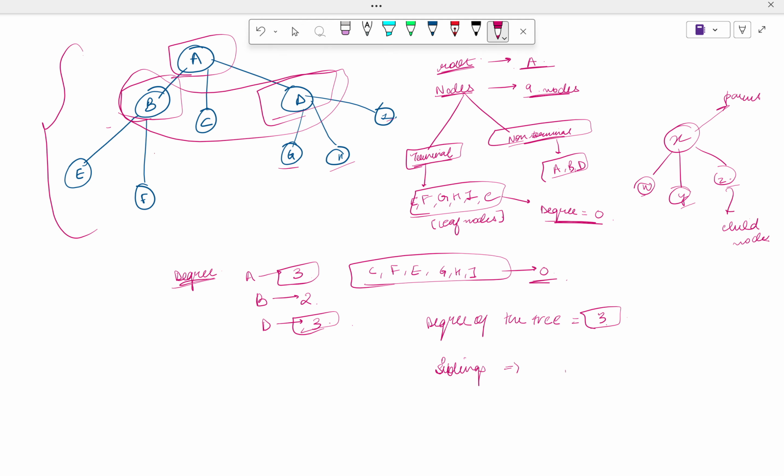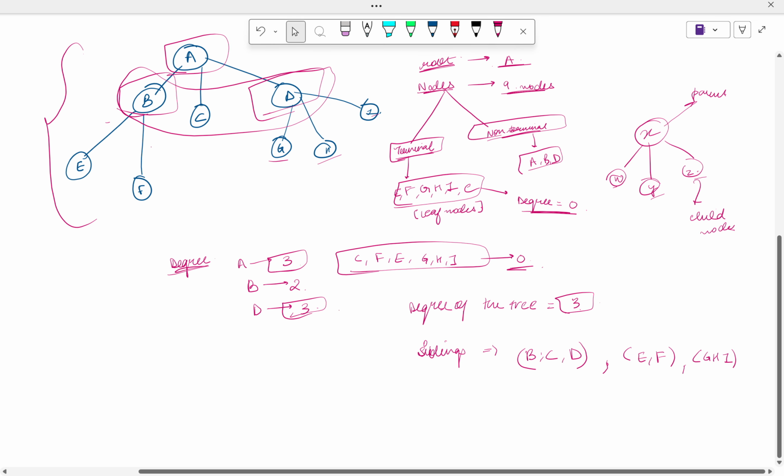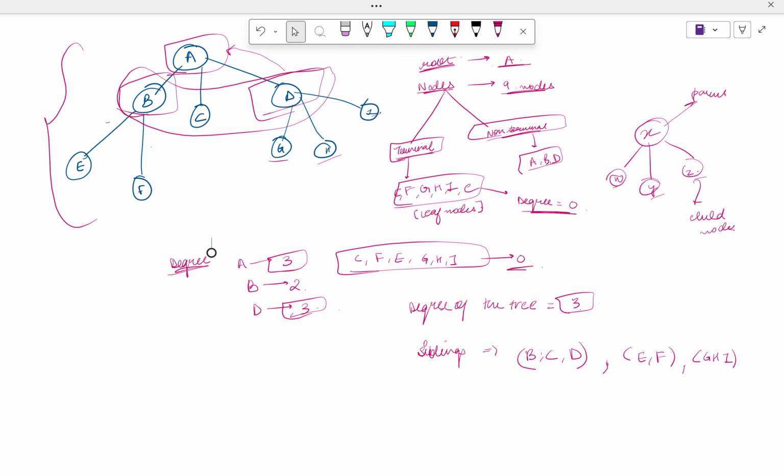So what sibling combinations can you see here? You can see B, C, D. You can also see the combination of E and F, because they come out of the same parent. And then you can also see G, H, I. These are all the siblings in the tree. Obviously, the parent is the parent of those siblings. A is the parent of B, C, and D. B is the parent of E and F. D is the parent of G, H, I.